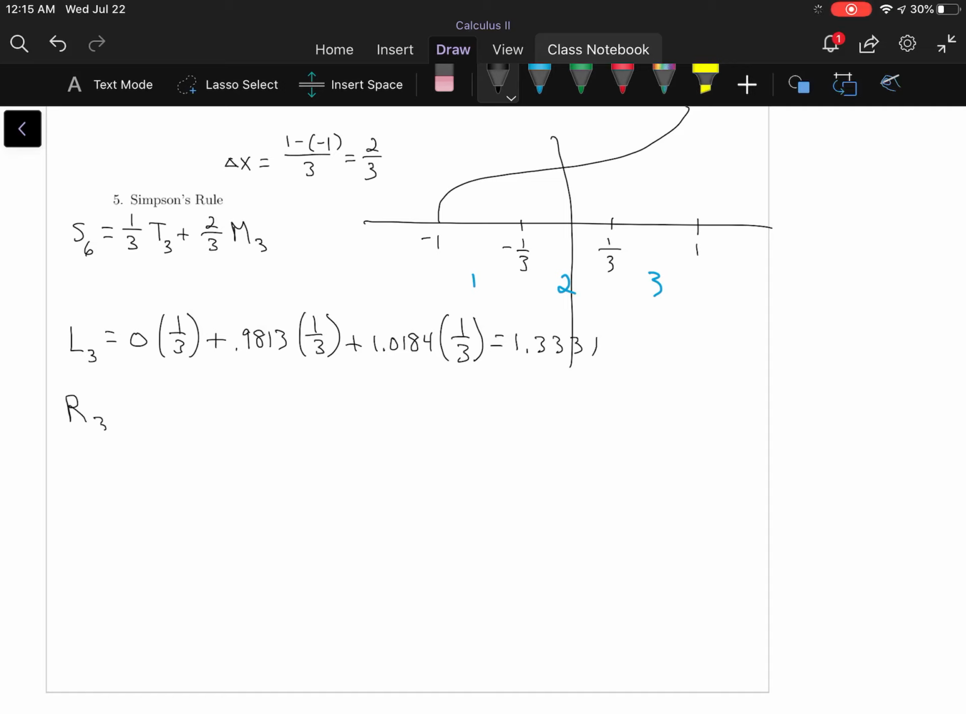Now we need the right endpoint rule. The right endpoint rule is going to be 0.9813 times a third, plus 1.0184 times a third, plus f of 1, which is the square root of 2, times a third. And this gives 2.2759.